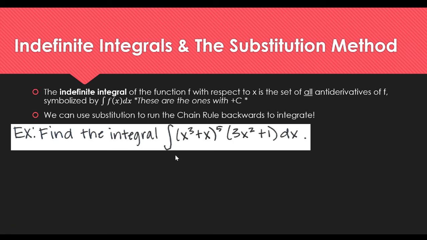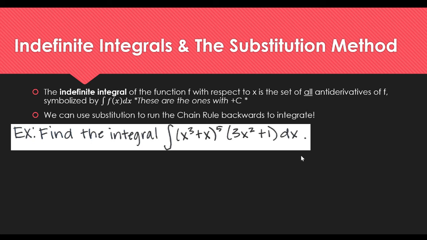Substitution method is just the backward chain rule. Barf. So what we have to do on these is, it's when it's going to be too gross to multiply out or work out, but we're going to do a substitution to solve it. So if you look at this example, I want to find the integral of x cubed plus x to the 5th times 3x squared plus 1 dx. I don't want to take this to the 5th power. I don't want to multiply this times itself 5 times and then multiply it times 3x squared plus 1 so that I can integrate it.